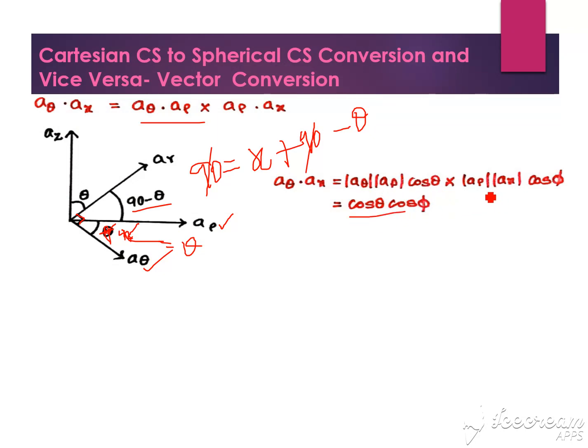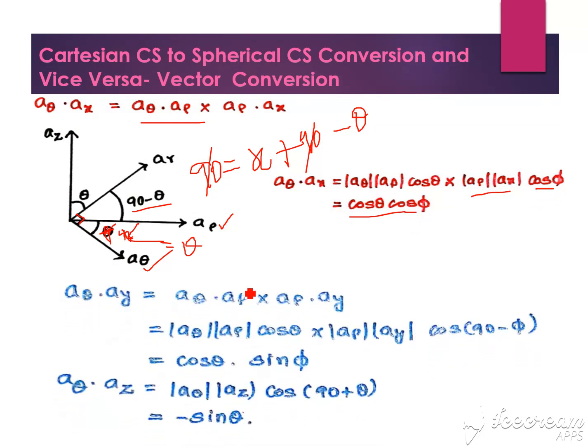What about the second term? Already we know the angle between rho and x is phi, simply cos phi. From this we get the answer as cos theta cos phi. And the next term, a theta dot ay can be written as a theta dot a rho into a rho dot ay. What is the angle between theta and rho? Already we found theta. So mod of a theta into mod of a rho into cos theta.